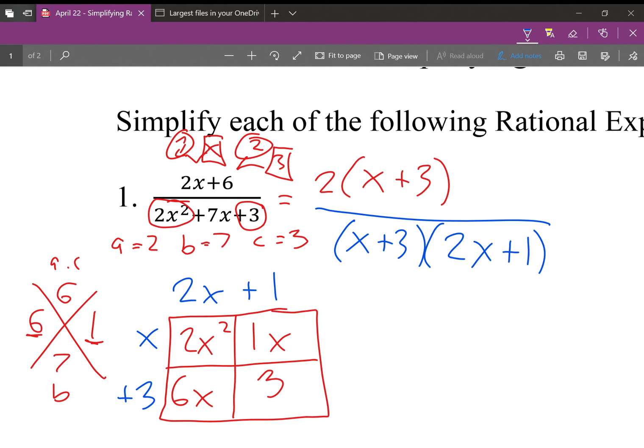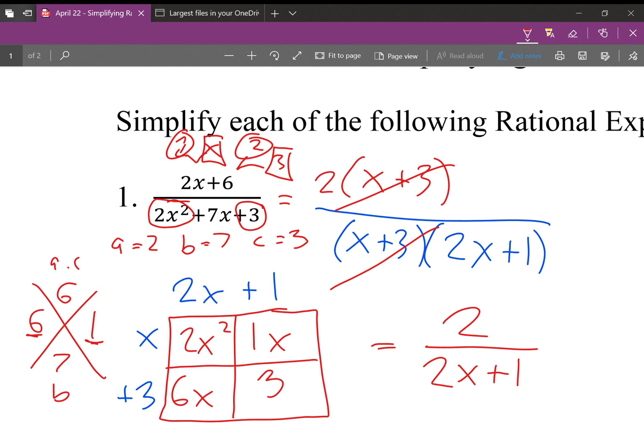I'm factored and I'm ready to cancel. And hopefully it's obvious. The thing that cancels here is the x plus 3 on the top and the bottom, which leaves me with the final answer. All that's left on the top is 2. All that's left on the bottom is 2x plus 1. Alright, so that's how we simplify that rational expression.